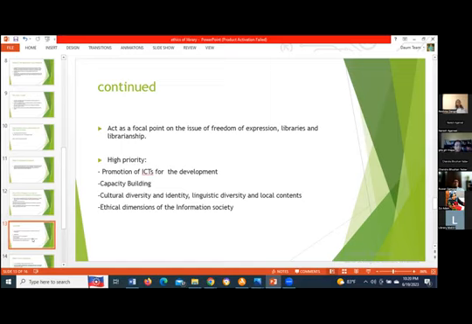The high priority should be promotion of ICTs for development, capacity building, cultural diversity and identity, linguistic diversity and local content, and ethical dimensions of the information society.